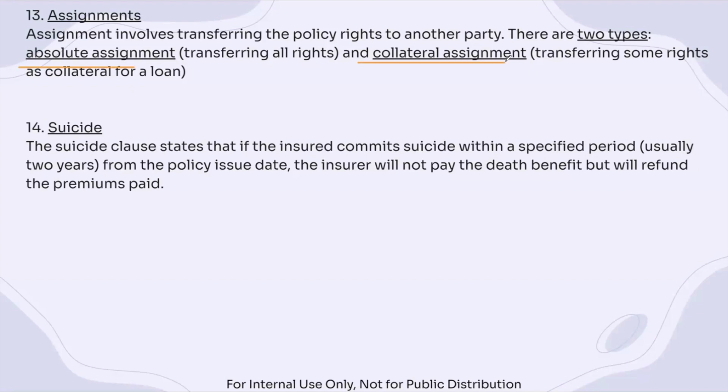Okay, and then something else is the suicide clause. If the insured commits suicide within a specified period, then the insurer will not pay the death benefit, but will refund the premiums paid. So I think there was an incident in the past, maybe 10, 20 years ago, or even further back than that.